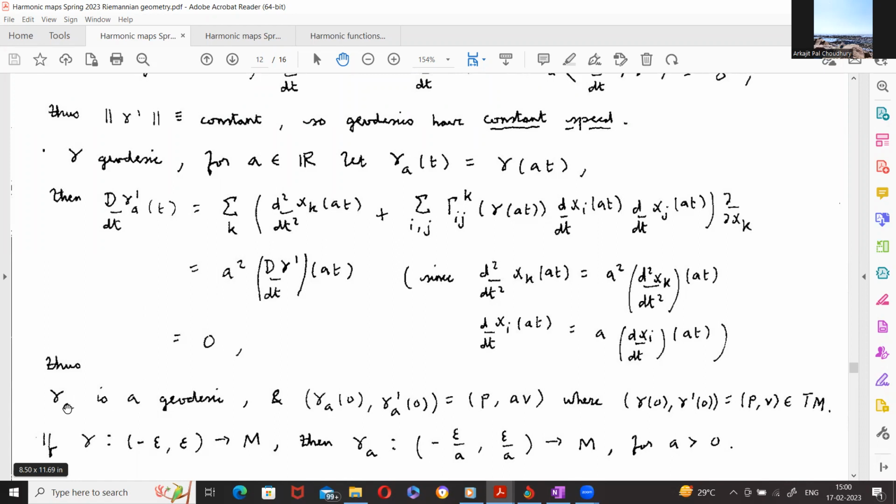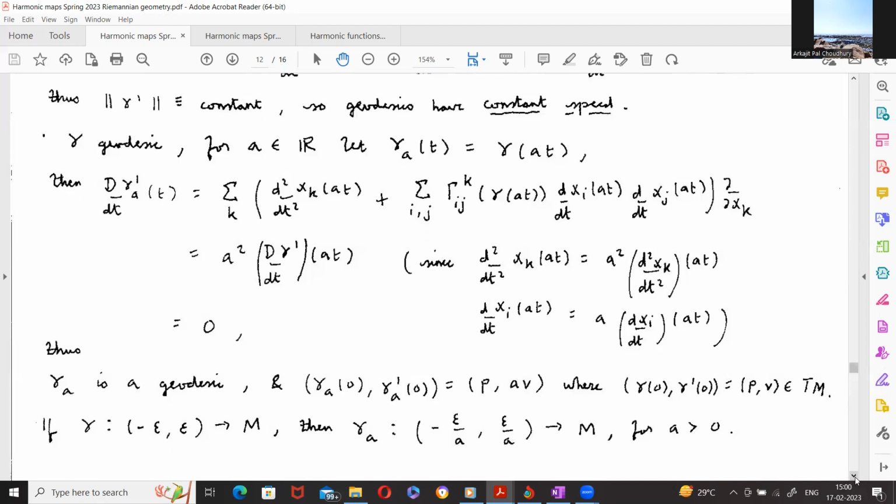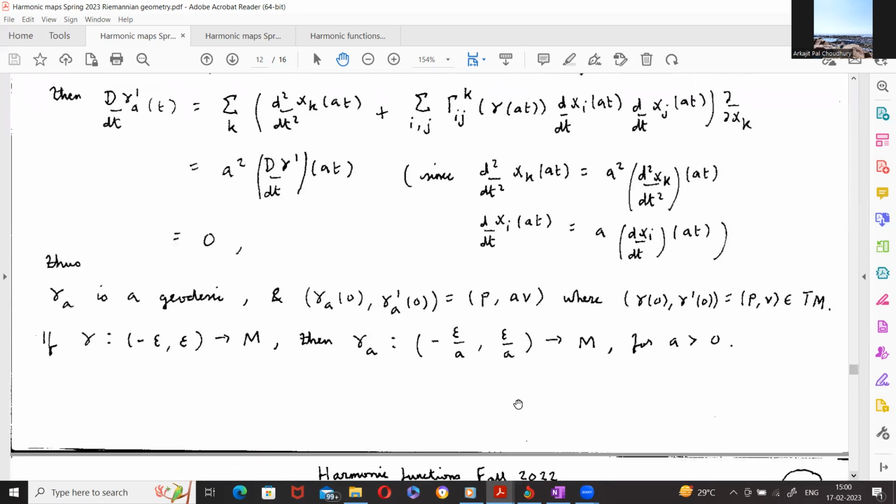Okay. So now we know that a geodesic is determined by its two initial conditions, gamma_a of 0, that is also going to be the point P, and gamma_a prime of 0. So gamma_a prime of 0 by the chain rule is going to be a times gamma prime of 0. So if gamma has initial conditions (P, V), then gamma_a is going to have initial conditions (P, aV), right? Is that clear?